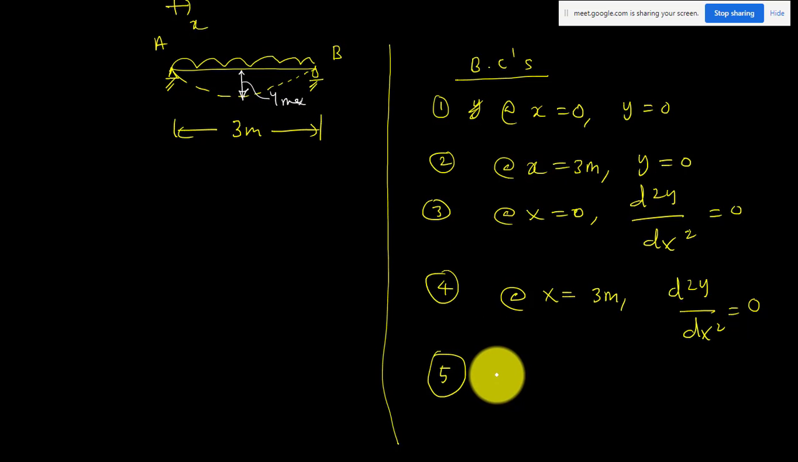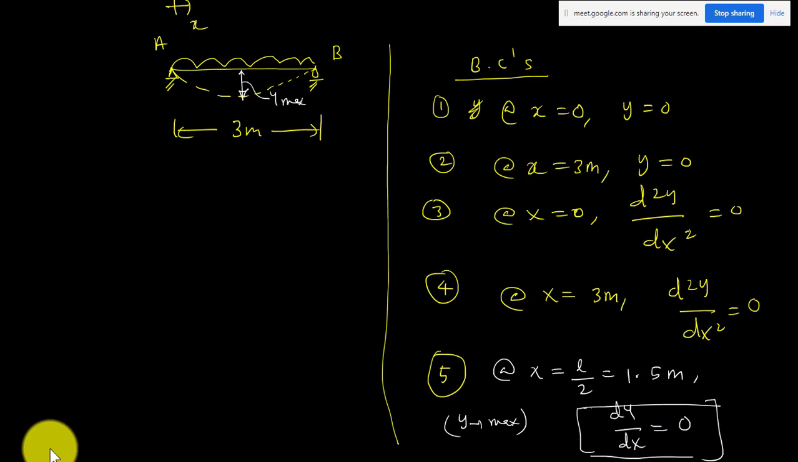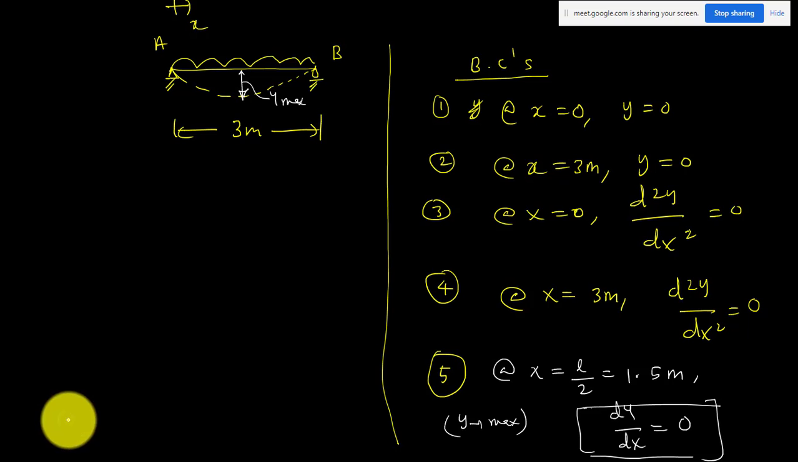So that means at x equal to L by 2, that is equal to 1.5 meter. In this case, at x equal to 1.5 meter, your y is maximum. Okay, so y is maximum, so your dy by dx equal to 0. So this is another boundary condition, the fifth boundary condition: at x equal to L by 2, dy by dx is 0. So we can make use of this equation.